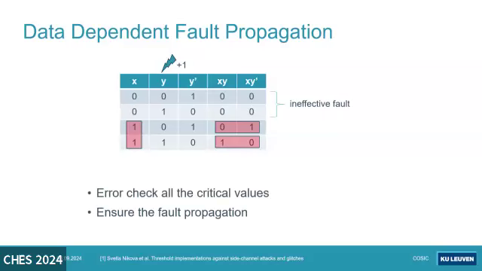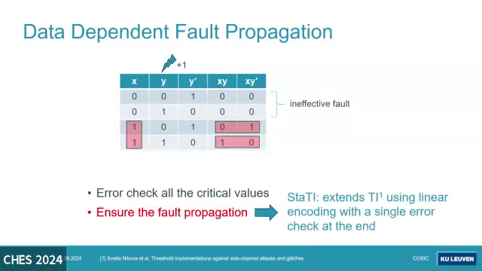We can talk about two ways to protect against this kind of fault, and different from the first presentation, I will be focusing on error detection only. The first way is to error check all the critical values. For example, in this AND gate, we can error check both inputs, and here we see that a fault was injected into Y, and then we abort, so we are secure against the fault. The second way is to ensure fault propagation, so we make sure that all the injected faults propagate to the output. In this work, we go with the second choice, and we propose STATI, which extends threshold implementations using linear encoding. With this method, we benefit from only a single error check at the end of the circuit.